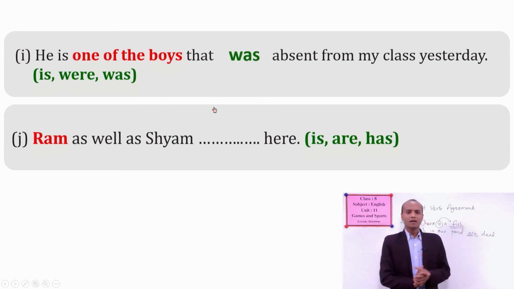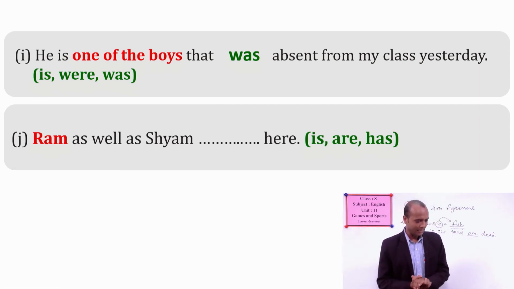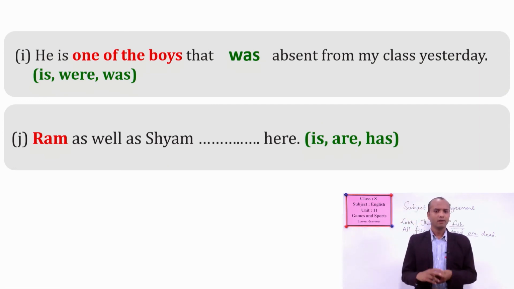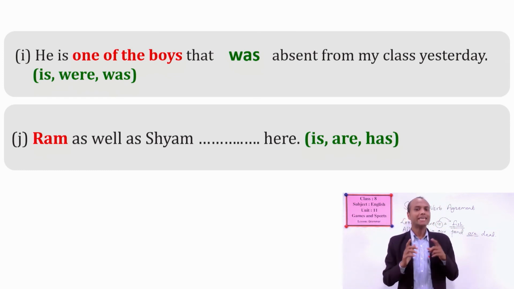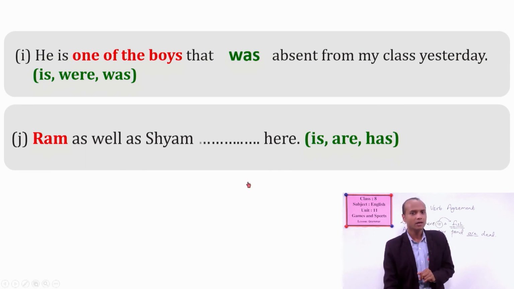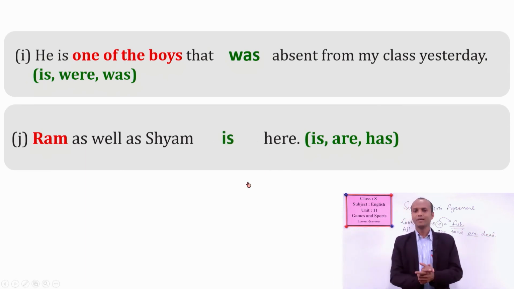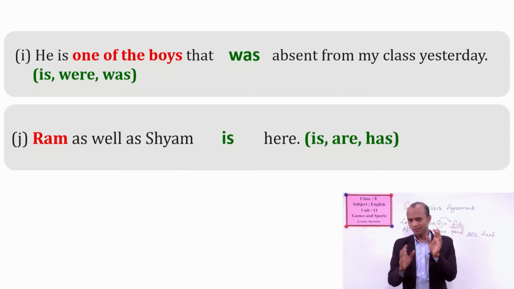Okay. Number J, this is the last sentence as well. Ram as well as Sam, blank space here. There are your options. Is, are, has. Which do you think is the right answer? Okay. Very good. Ram as well as Sam is here. Why? I told you earlier, as well as in addition to etc.